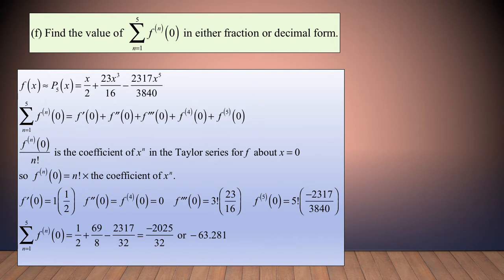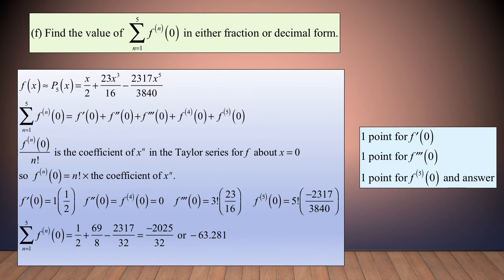So the summation n equals 1 to 5 of the nth derivative of f at 0 is 1/2 plus 69 over 8 minus 2,317 over 32. And that gives negative 2,025 over 32, or negative 63.281. 3 points for this problem, 1 point for f prime of 0, 1 point for f triple prime of 0, and 1 point for the fifth derivative of f at 0 and the final answer.